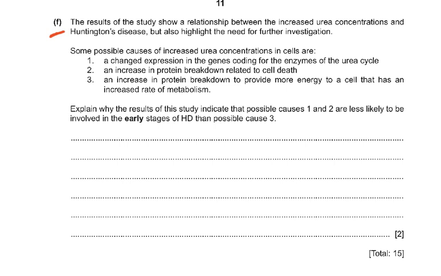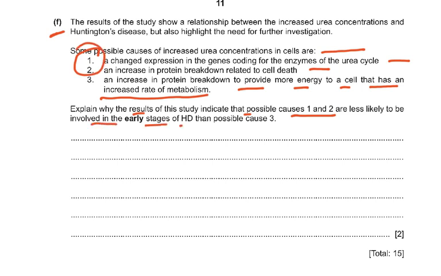Coming to the last part of the question, the results of the study show a relationship between the increased urea concentrations and Huntington's disease, but also highlight the need for further investigation. Some possible causes of increased urea concentration in the cells are a changed expression in the gene coding for the enzymes of the urea cycle, an increase in protein breakdown related to cell death, an increase in breakdown to provide more energy to a cell that has an increased rate of metabolism. Explain why the results of this study indicate that possible causes 1 and 2 are less likely to be involved in the early stages of HD than possible cause 3. And there's 2 marks. Now that finishes your question.